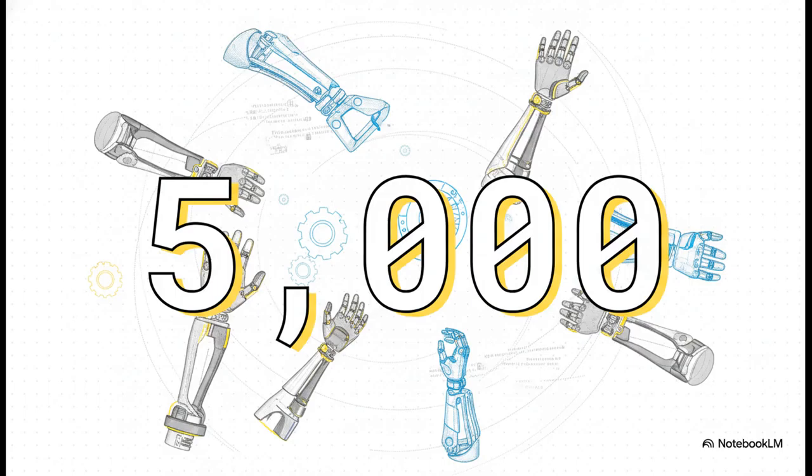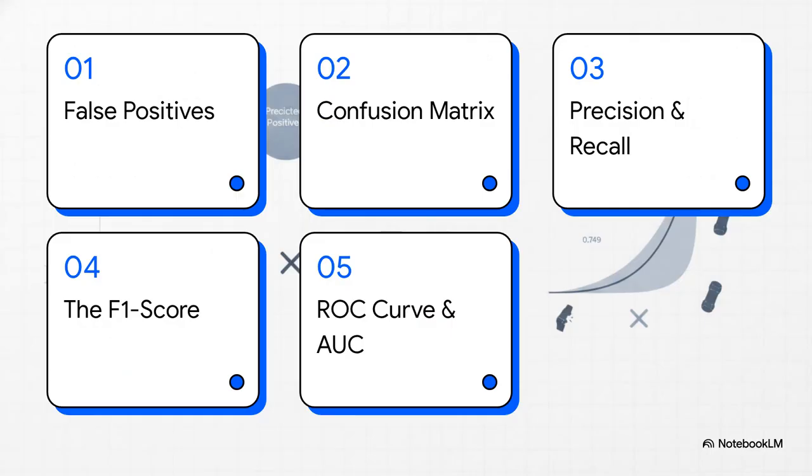But when the scale is that large, our quality control algorithms have to be absolutely flawless. So, here's our roadmap for today's explainer. We'll start with the catastrophic false positive, then move to the confusion matrix, precision and recall, the F1 score, and finally, wrap up with the ROC curve and AUC.